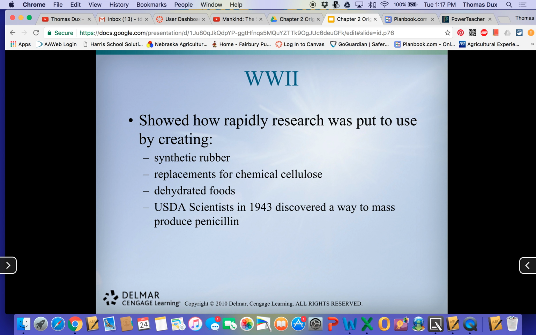And now we get to the war. And this is a big thing because we have all these troops over in World War II, so they need lots and lots of different resources. Thus, there's a lot of different things with all of these acts going on. Lots of research and marketing went into creating a lot of the things that we have today, such as synthetic rubber, dehydrated foods. Yes?